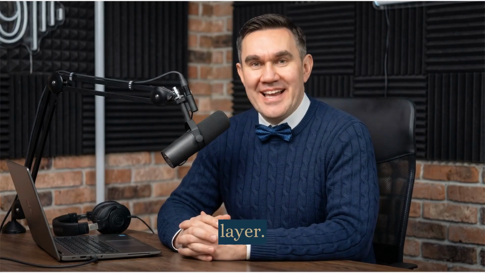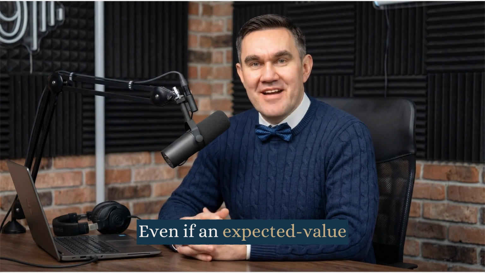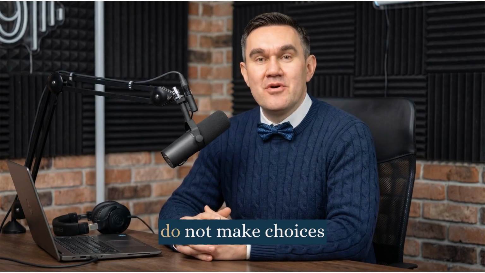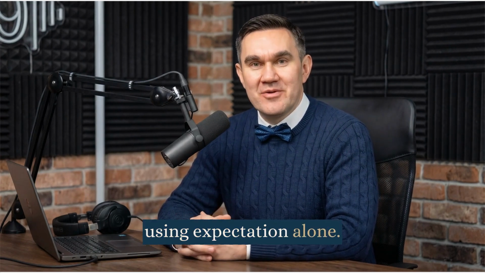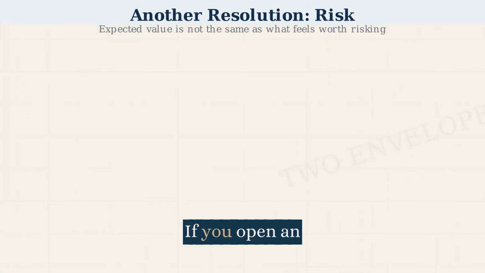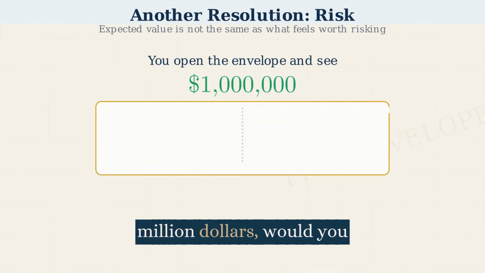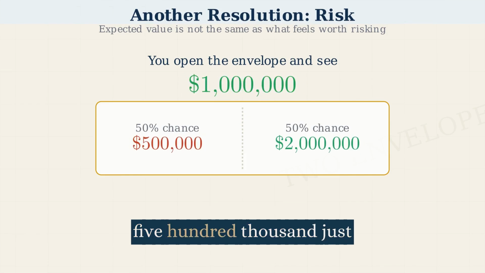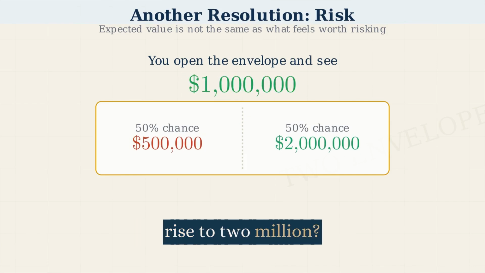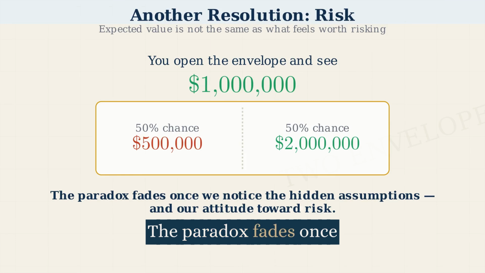There is one more layer. Even if an expected value argument points upward, people do not make choices using expectation alone. If you open an envelope and find $1 million, would you really risk dropping to $500,000 just for a chance to rise to $2 million? The paradox fades once we notice both the hidden assumptions and our attitude toward risk.